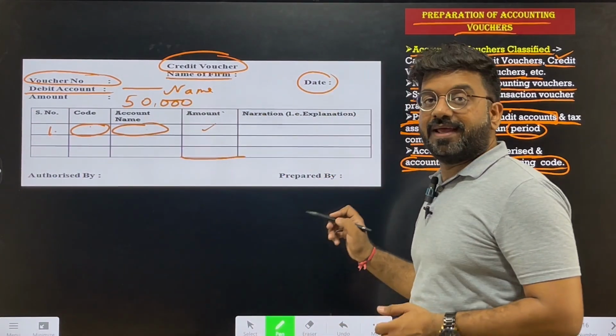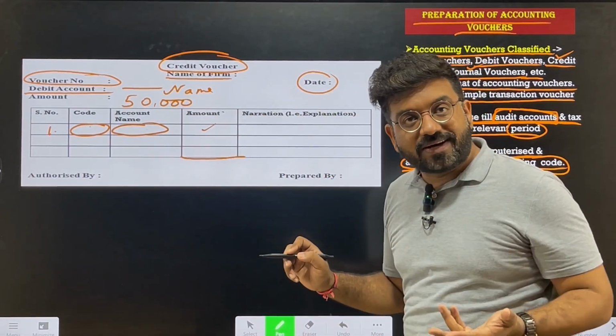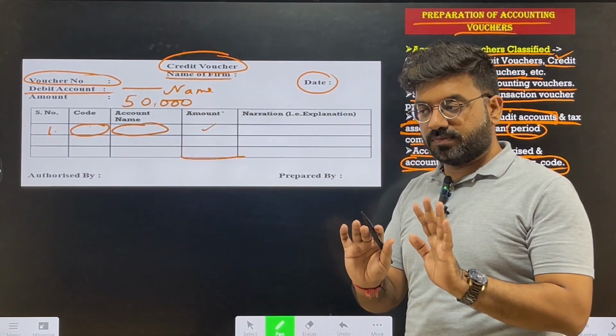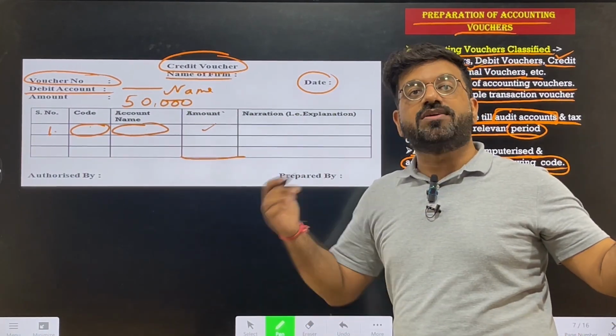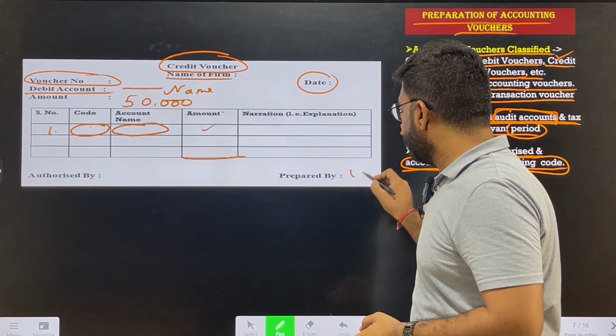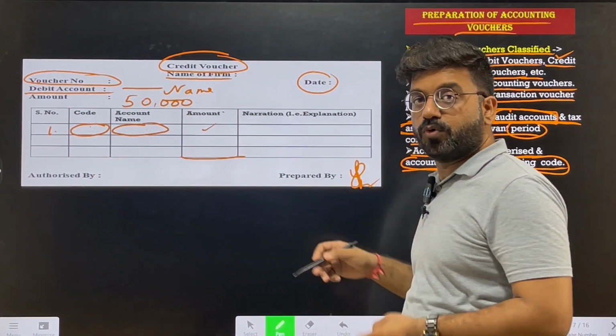Now, prepared by, as I told you, yes, accountants prepare this, and this is given to the senior accountant to record the transactions. So he will just put a sign of him who has prepared.